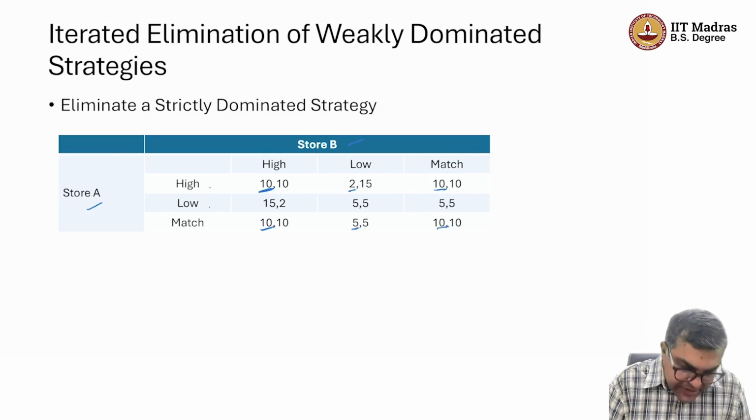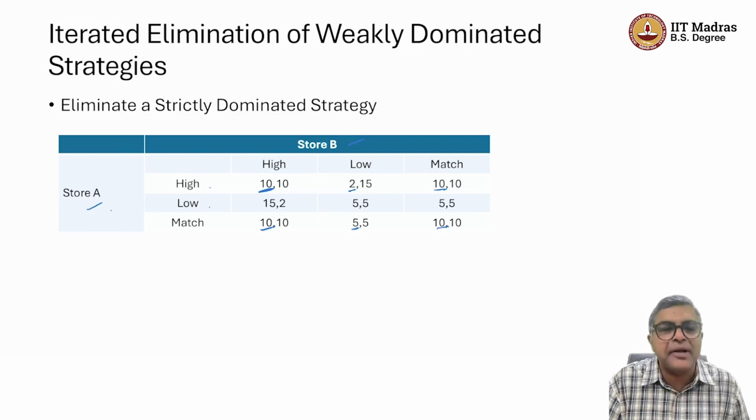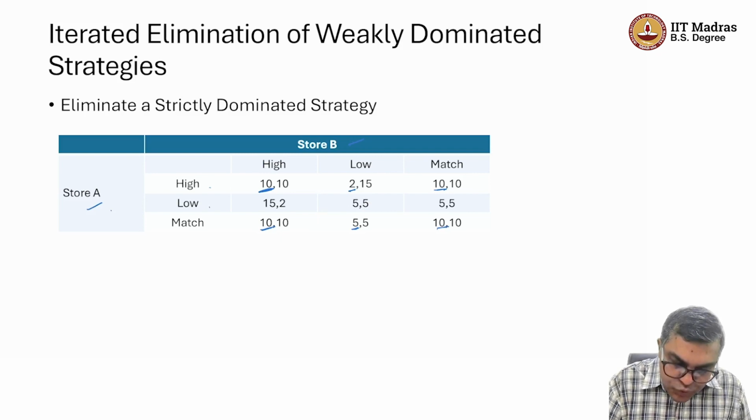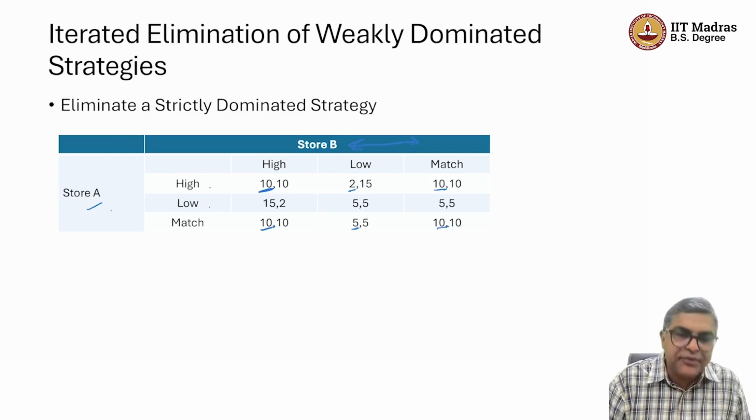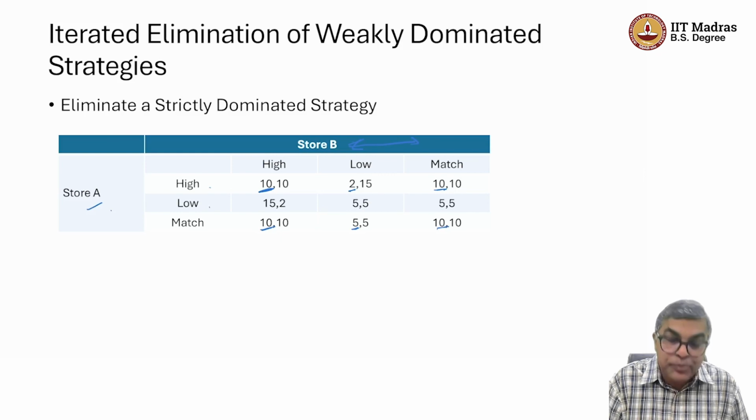Again, let me emphasize, when I am comparing for the row player, I am doing a row-wise comparison. When I am comparing for the column player, I am doing a column-wise comparison. Okay, that should be clear. Why? Because store B can choose different columns, and store A can choose different rows. So that's what you should be aware of.